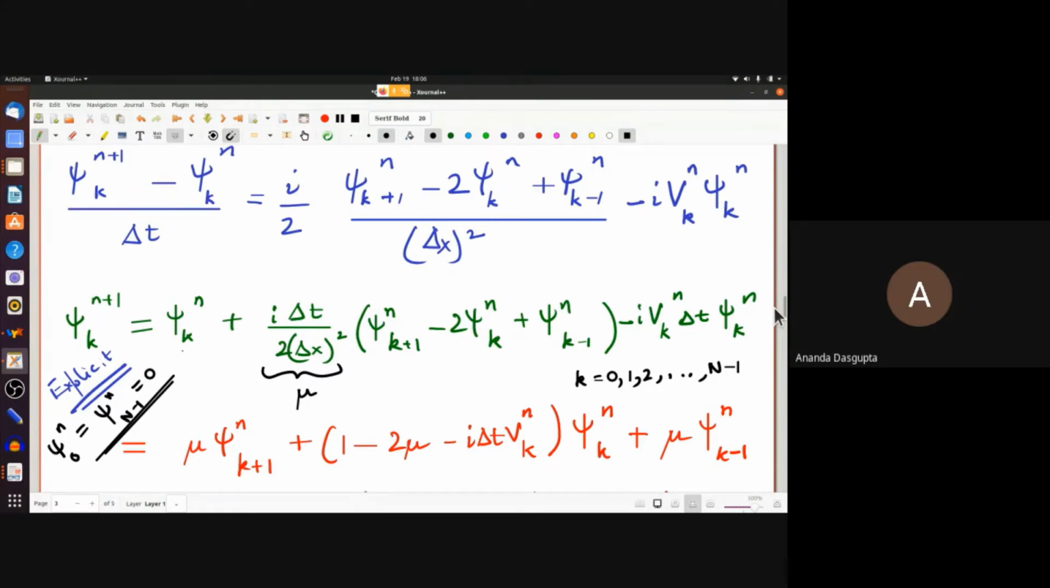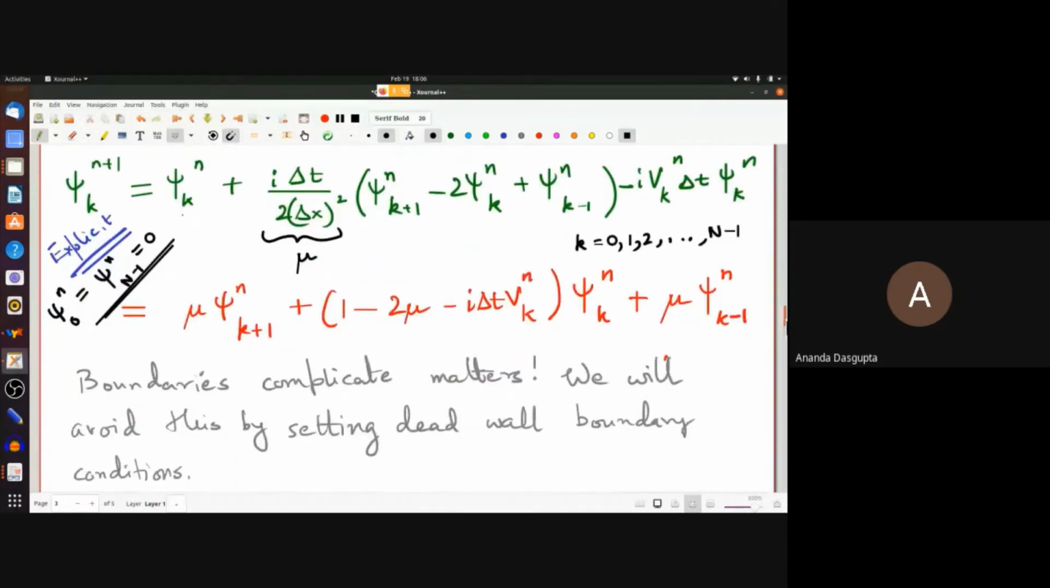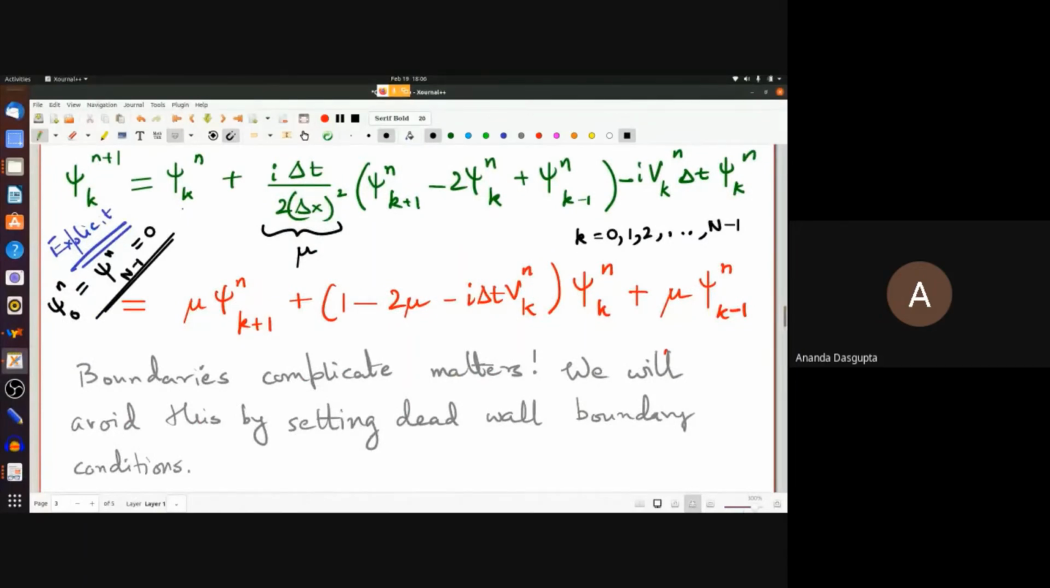As you will soon see, even this apparently simple thing is not really so simple. What I wrote down right after this is: boundaries complicate matters. We will avoid this by setting dead wall boundary conditions. These are exactly the dead wall boundary conditions. So updating will happen only for psi n+1, 1, psi n+1, 2, up to psi n+1, n-2 from here. The two endpoints are fixed. You will only update the middle part.